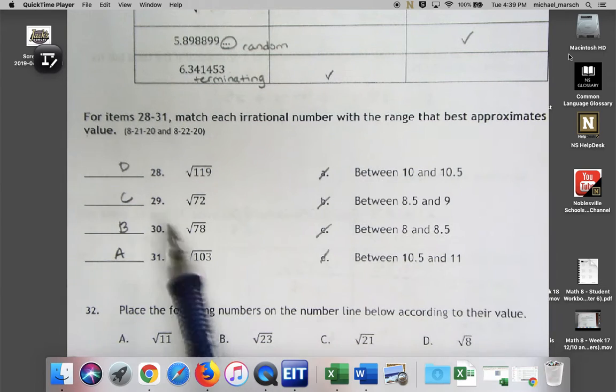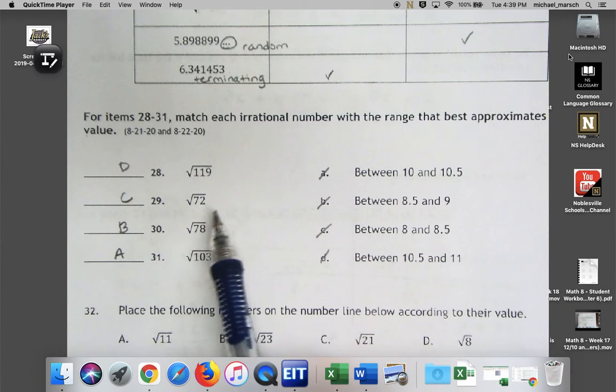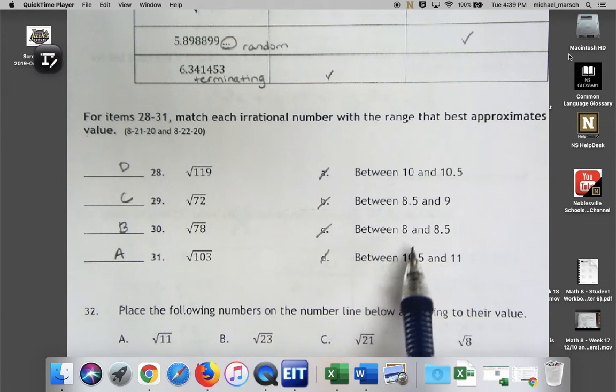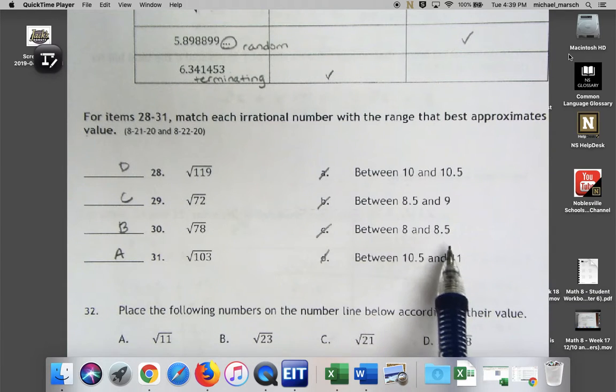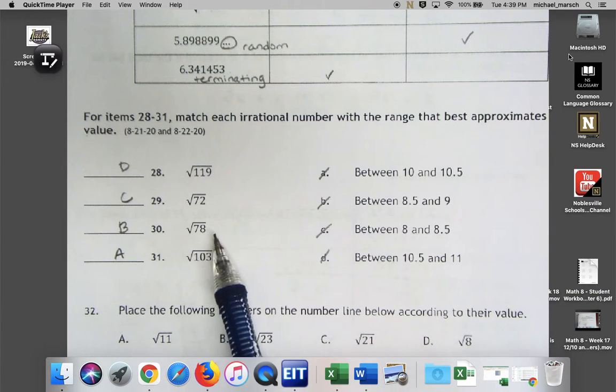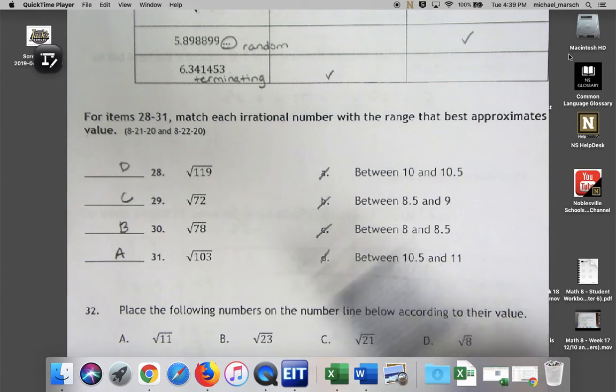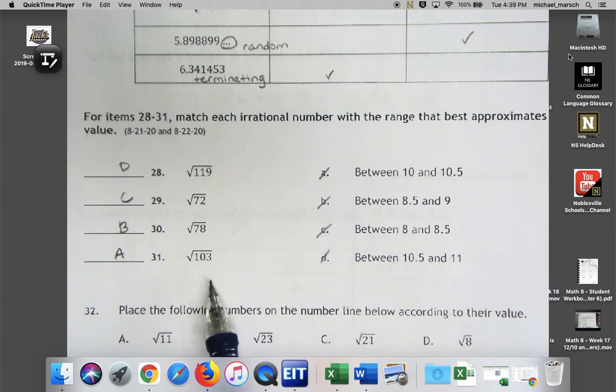Square root of 72 is between square root of 64 and square root of 81. The number 72 happens to be closer to 64 than 81, right? So that's going to be between 8 and 8.5 on that window. 78 is closer to 81, so if I'm putting it between square root of 64 and square root of 81, that's between 8 and 9, but it's going to be really close to the 9, so that's why I chose B. And then square root of 103 comes back to that between 10 and 11, and that's going to be real close to 10 because square root of 100 is 10. So that's how I got A for number 31.